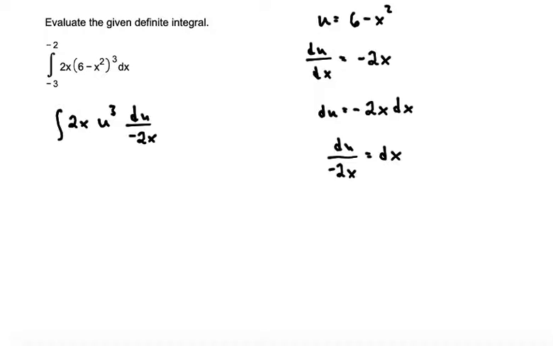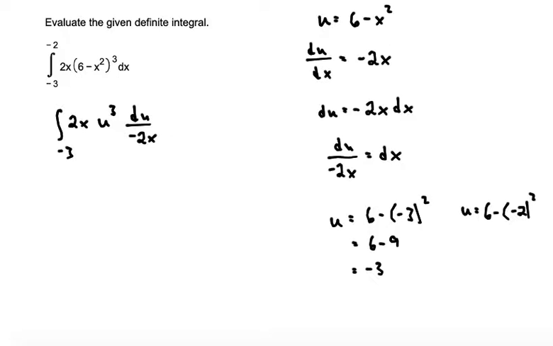So when x is equal to negative 3, u would be 6 minus negative 3 squared, which is 6 minus 9, since negative 3 squared is 9. So 6 minus 9 is negative 3. So the u limit would still be negative 3 on the bottom. For when x is negative 2, that would make u equal to 6 minus negative 2 squared, and negative 2 squared is 4. So 6 minus 4 is 2. So the top limit of integration would be 2.